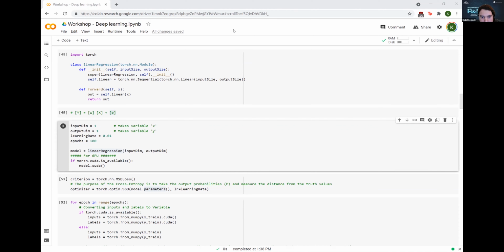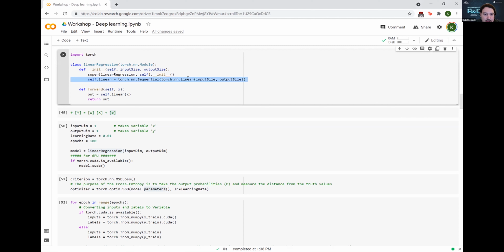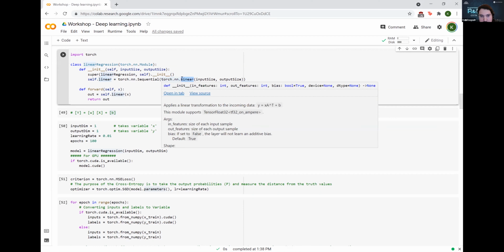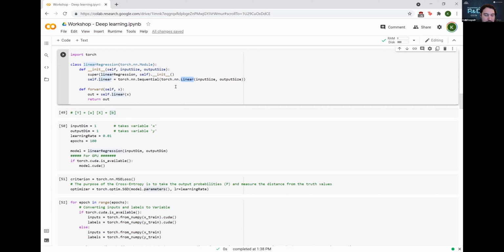I don't know about this question on W. W is really the weights of the matrix in torch.nn.Linear. What you're not seeing here is that there are parameters behind this. When you call torch.nn.Linear, it creates a linear layer, and it has parameters, but it's all in the background.